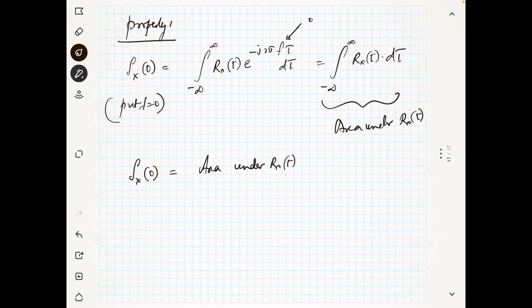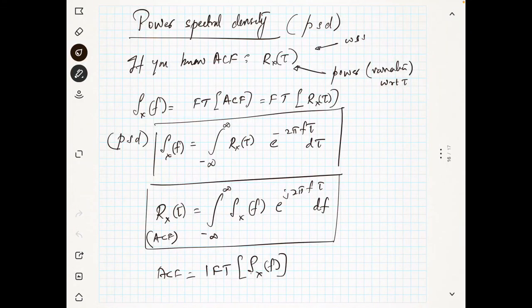And what is the unit of this Sx of f? That I forgot to tell you. It is nothing but watts per hertz. That means how much power is distributed per frequency, that means in one unit frequency. So if you take the area under the power spectral density, you will get the total power of the signal.